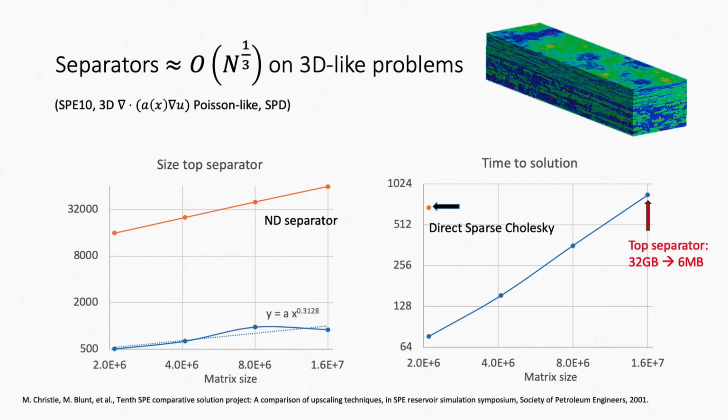So some results quickly on this, and then I can talk a bit about the parallel version. This is showing actually the separator. This was the original nested dissection separator on this kind of 3D Poisson-like problem. And this is the size after sparsification. So it's a lot less. And this actually scales pretty close to n to the 1/3.